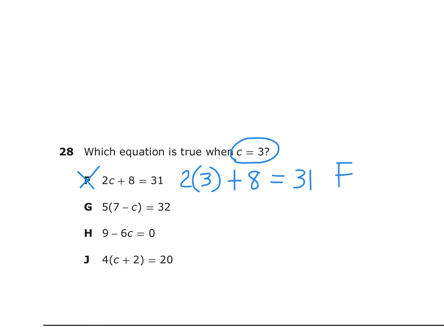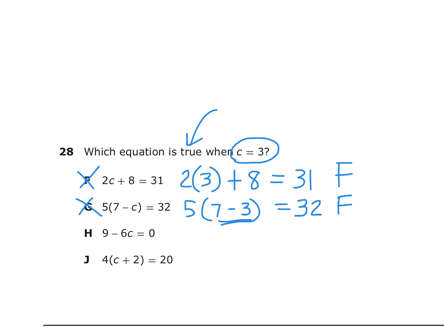For answer G, we're going to do 5 times the value of 7 minus c, and we said c is going to be a 3, and that has to equal 32. Is that true? 7 minus 3 is 4, and 4 times 5 is 20, and 20 is not equal to 32. So that one is out. That's a false statement. We're looking for the one that's true. So that means that one is true, 3 of them will be false.